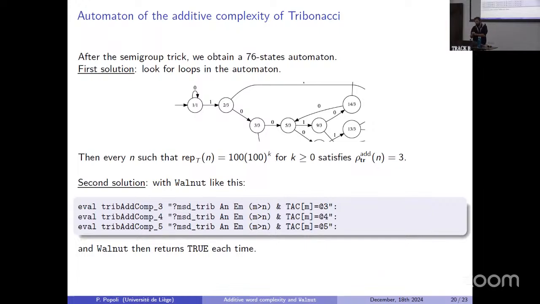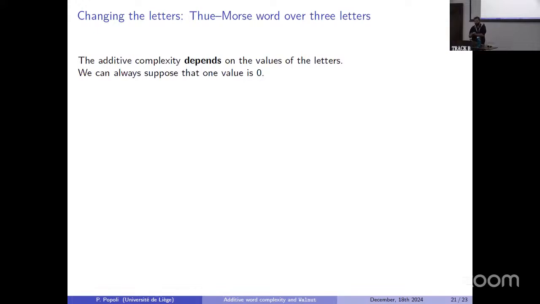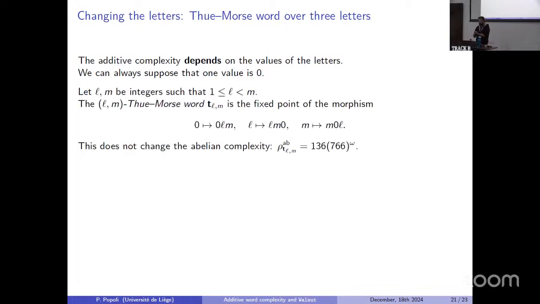And it returns true every time. So this is proved. Okay, so just to finish, I will just talk about the result when we change the letters. So for example, for the tremors over 3 letters, we change the values 1 and 2 with L and M. And so changing the value of letters does not change the abelian complexity, but it can change the additive complexity.